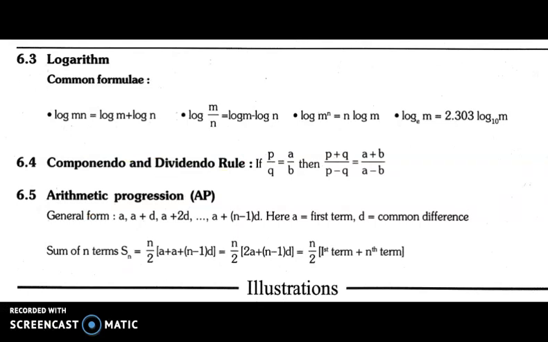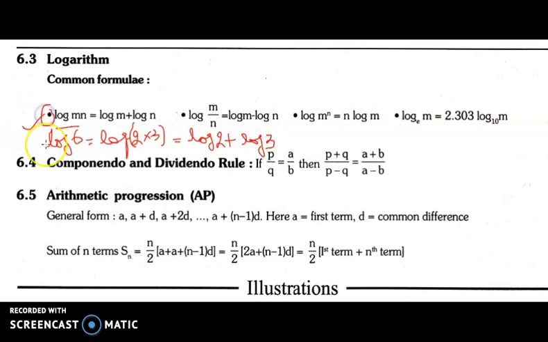The next aspect is the logarithm. As I already told you in the initial videos, this logarithmic function is the new function that we'll be studying in class 11 and 12. These are the basic properties of the logarithmic functions. Log m into n is equal to log m plus log n. It means whenever we have to find the value for log 6, we can write it as log 2 into 3, which can be written as log 2 plus log 3.